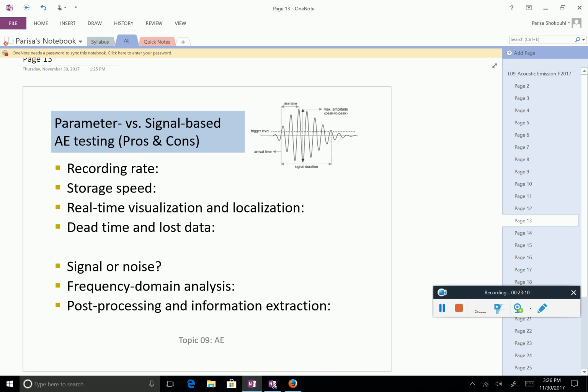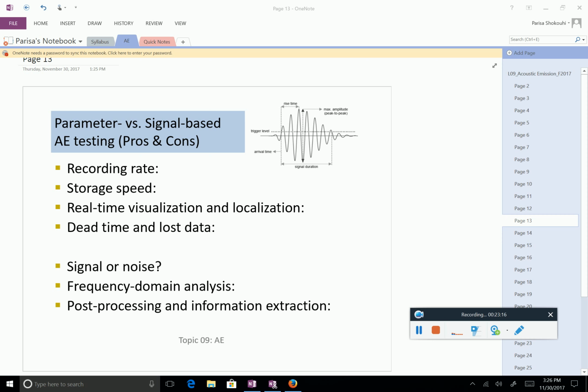This is the acoustic emission. This is one of the issues, basically the only big issue that we have. Anyway, let's discuss this. Recording time rate, that is more like sampling rate: how fast you can record. So what do you think?